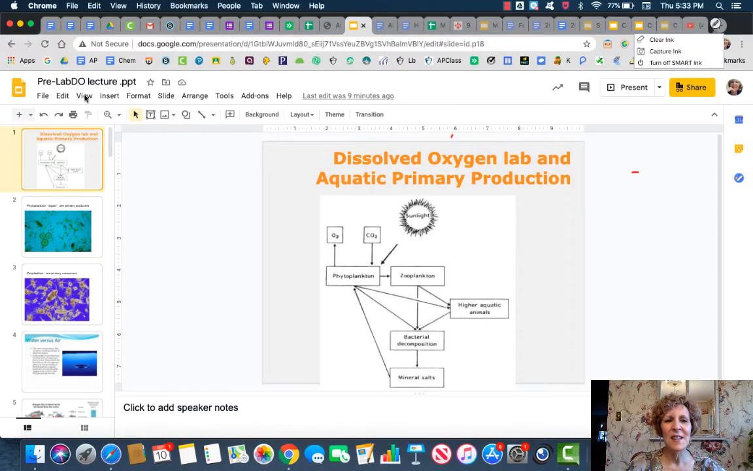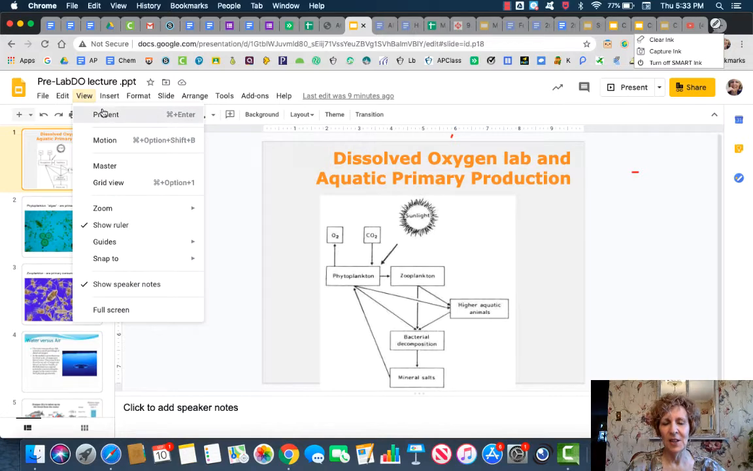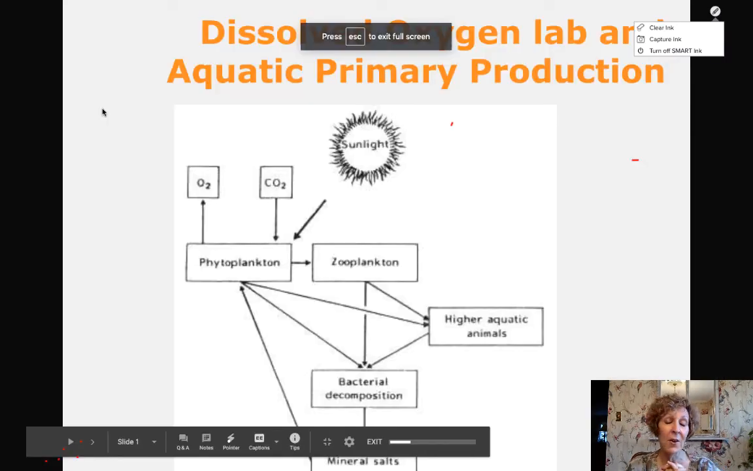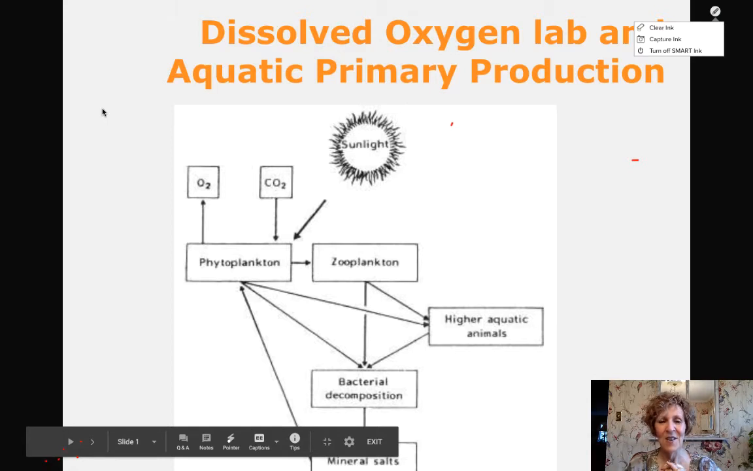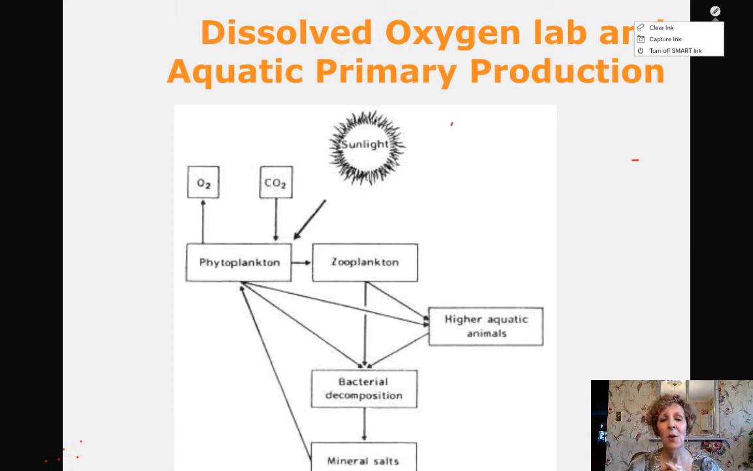And this is a pre-lab lecture for the required AP Biology Lab, dissolved oxygen. All right, so hopefully you'll have a good feel about what we're going to be doing in this lab so you can feel prepared and get the most out of it.